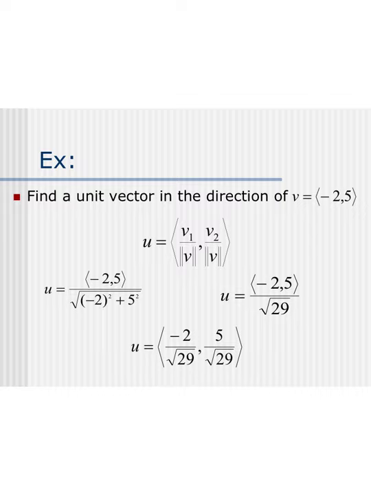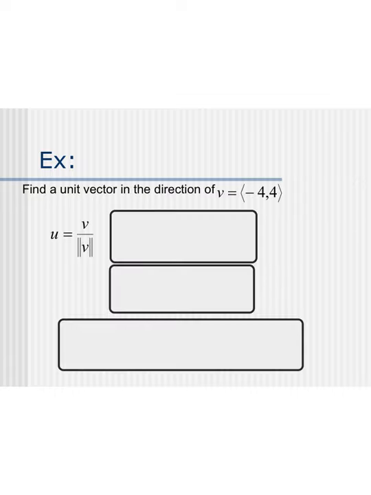If we wanted to verify that this was in fact a unit vector, I could then find the magnitude of this vector and it should equal 1. I'll let you go ahead and test that out to make sure this does in fact work. One more example of trying to find a unit vector. We're going to do it for our vector <-4, 4>.